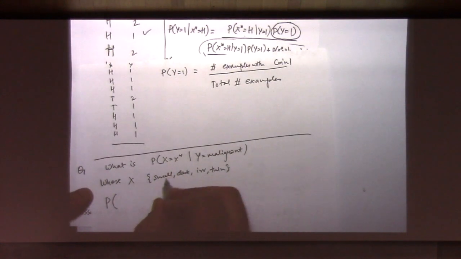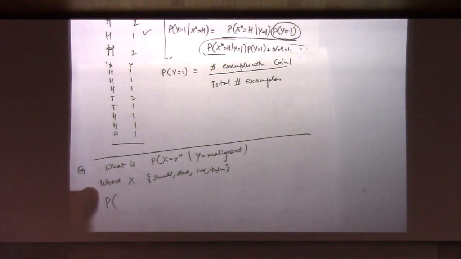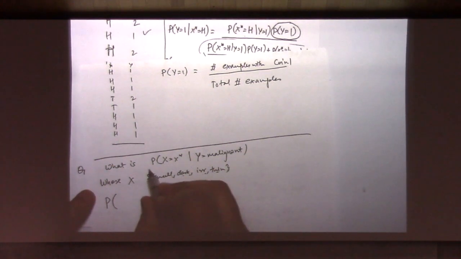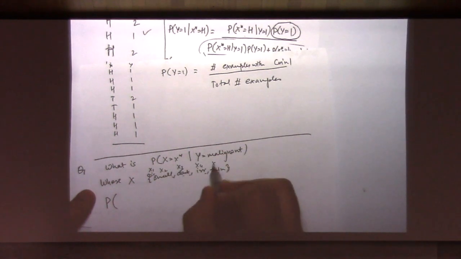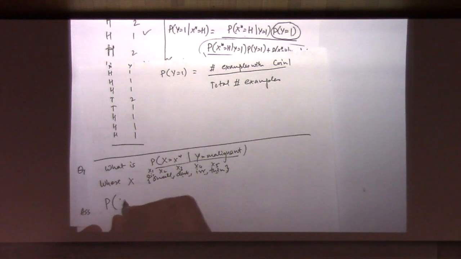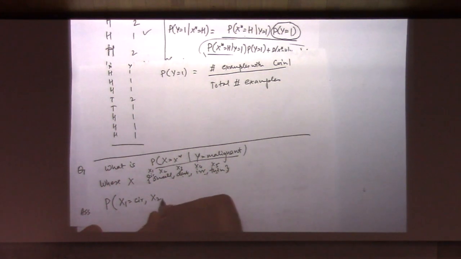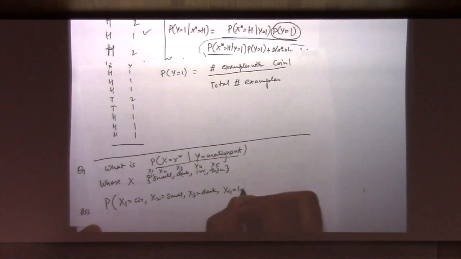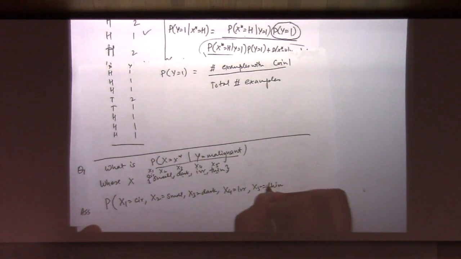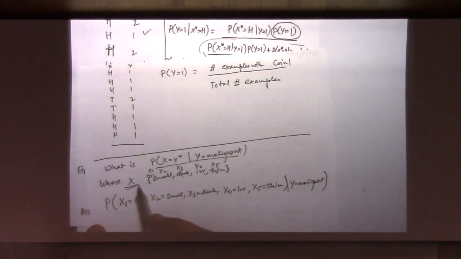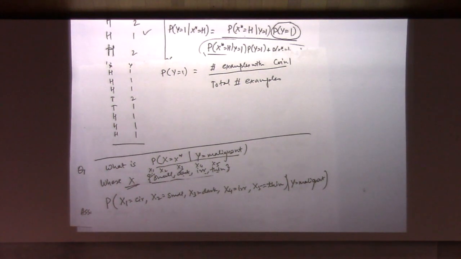Let's call each one of these elements a random variable. There are 5, so let's call them x1 to x5. So this probability is essentially the probability of x1 to be circular, x2 to be small, x3 to be dark, x4 to be irregular, and x5 to be thin, given that your class is malignant. So you have to compute this joint probability distribution, because your random variable is actually composed of these 5 random variables inside.